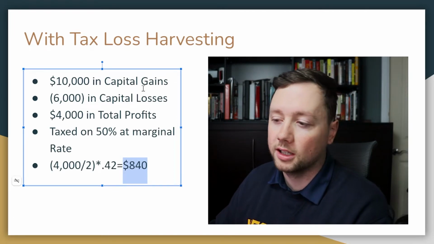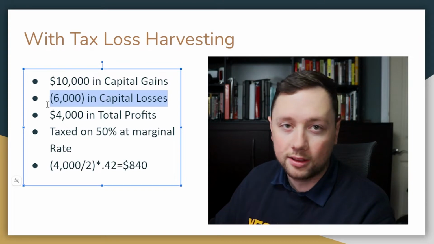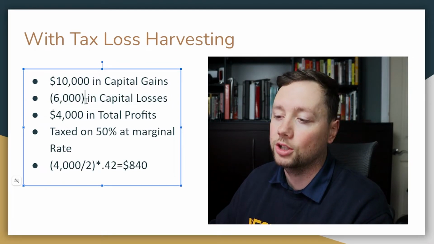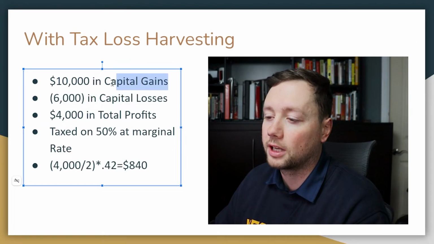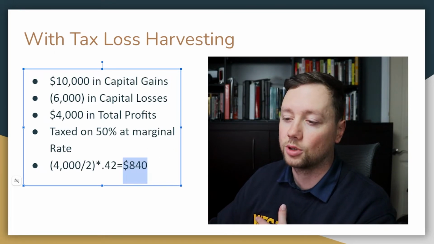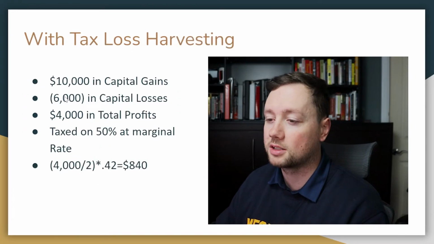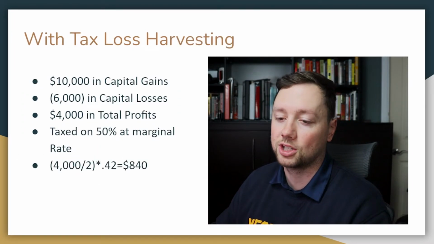So what we have done here is we have used that loss that you locked in earlier today or in the year or whenever it was, and we're using it to reduce your total capital gains so that you're paying less money in taxes. You can see we're only paying $840 here compared to the $2,100 here. Now obviously we lost money on it, but at least we're not paying as much in taxes.